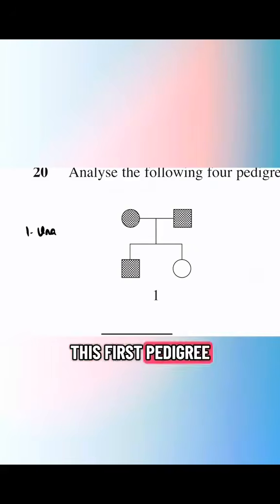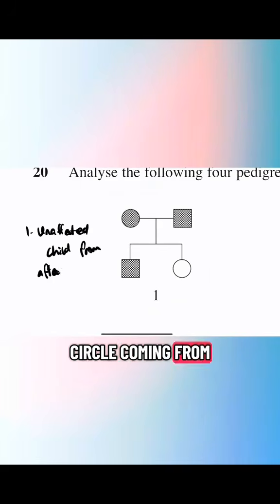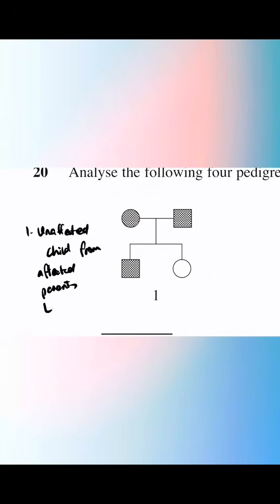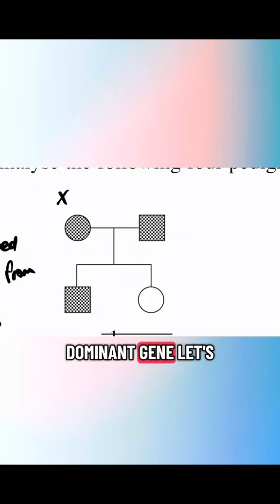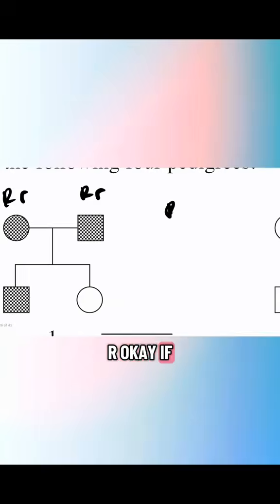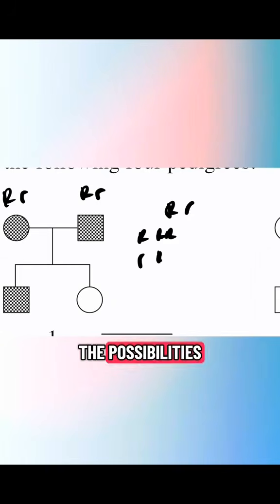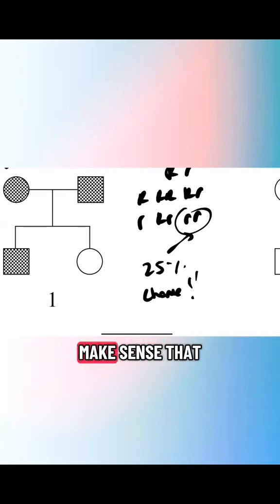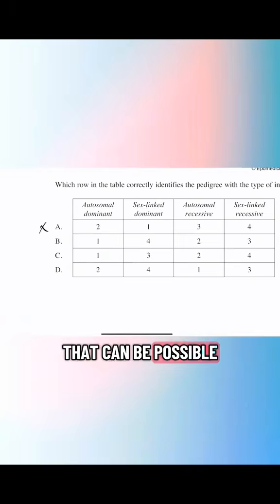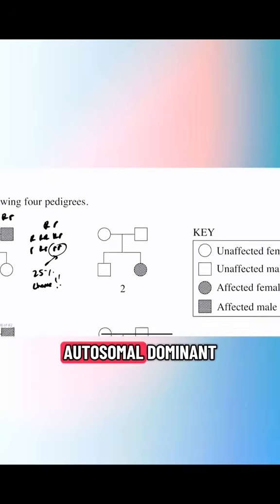Now, looking at this first pedigree, we can see an unaffected daughter, which is represented by the white circle, coming from two affected parents. Now, if we use a Punnett square, where capital R is the dominant gene, let's say Rr and Rr, if we draw a Punnett square looking at all the possibilities, you'll see there's a 25% chance of it not being affected. So that does make sense, that can be possible. So we can eliminate the ones that are not autosomal dominant.